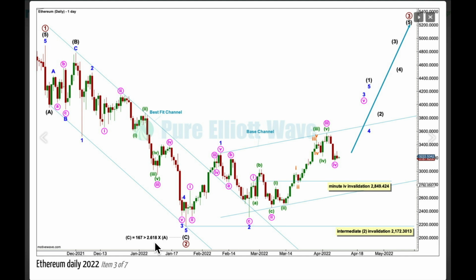It's not rare. Here we have a short A, B is an expanded flat, and within B, minor B is an expanded flat. B waves within B waves are very commonly expanded flats. So this fits really well as a B wave.